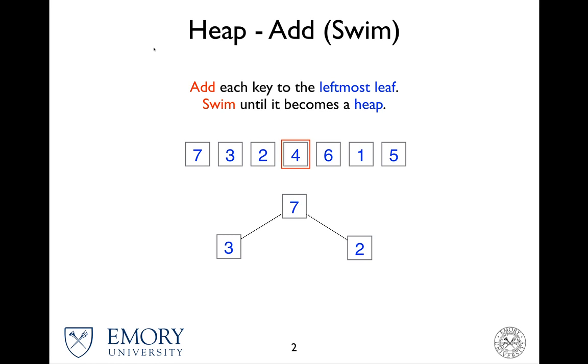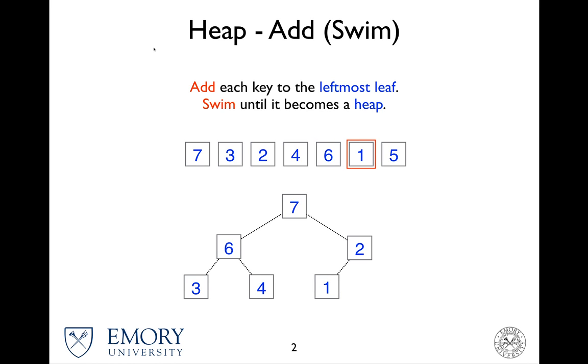Now, when you add 4, which gets added here, you compare 3 and 4. 4 is greater, so you do the swap. Now compare 4 and 7. 7 is greater, so you stop. Move on to 6. Compare 6 and 4. 6 is greater, so you swap. Compare 6 and 7. 6 is not greater, so you stop.